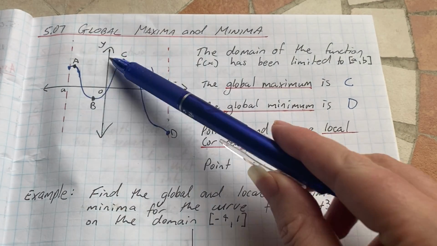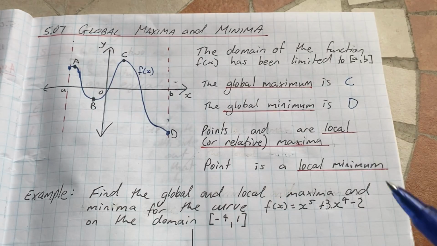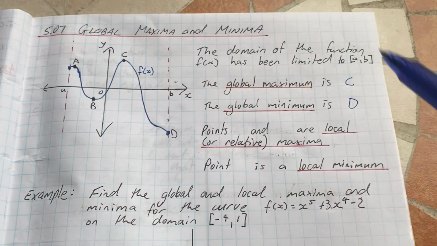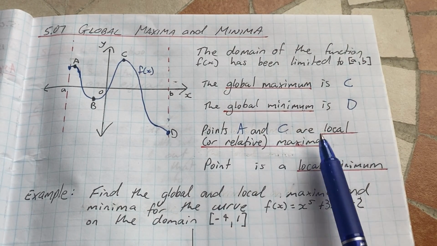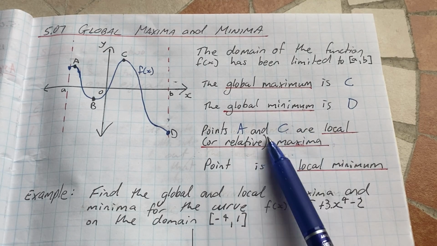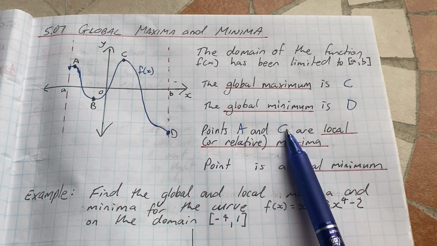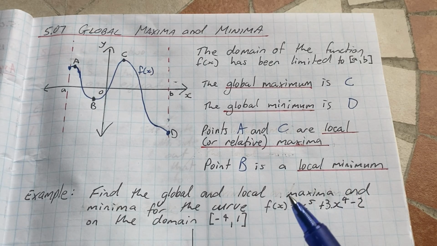Now, these other points, A, B, and C, we've already mentioned C, but they're each turning points on the curve. A turning point is called a local maximum or a local minimum. It can also be called a relative maximum or a relative minimum. So the points A and C are local maxima. Maxima is the plural of maximum. So C is actually a local maximum and a global maximum at the same time. And then the point B is a local minimum.